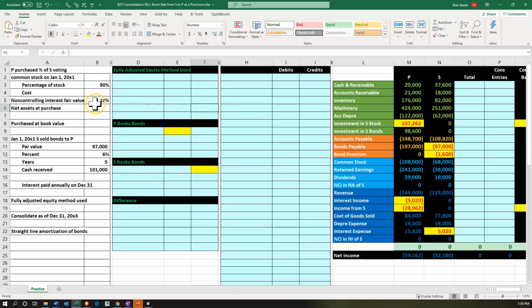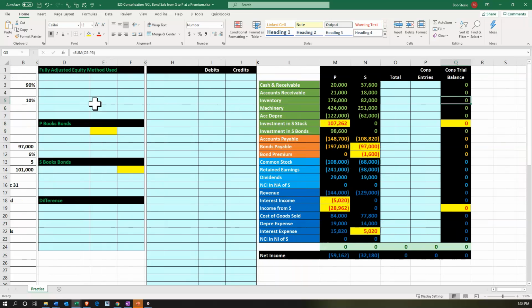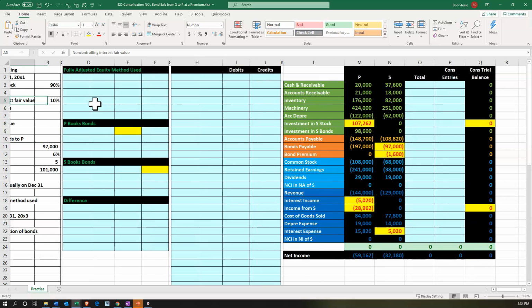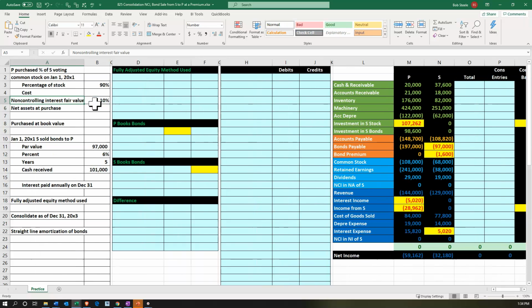Here we are in Excel. We have our information to the left. We're going to be entering that information in the blue area on the right, including worksheets, journal entries, and our consolidation worksheet showing the trial balance for P and S as of the date of consolidation. Let's go back over to the left and see what we have.